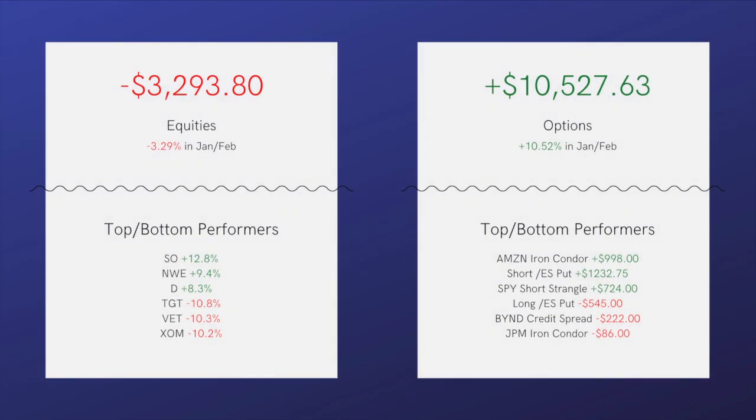This is a breakdown of the performance of each slice in my book. Equities are down a little over $3,000, representing 3.29% of the portfolio. The equity slice of the portfolio is actually underperforming the S&P 500, so I'm going to take a look at rebalancing the portfolio pretty soon.